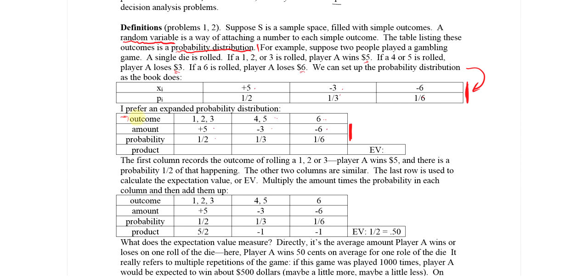I like to explicitly include the outcome and a row down below for the product, and then the expectation value, that's the EV. So the first column is the outcome of rolling a 1, 2, or 3: you win $5, with a probability of a half. Now to calculate the expectation value, in each column, you multiply the amount times the probability. So 5 times a half, that's 5 halves. Minus 3 times 1/3, that's minus 1. Minus 6 times 1/6, that's minus 1. Add these up, and that gives you the expectation value, which is, in this case, 1/2.